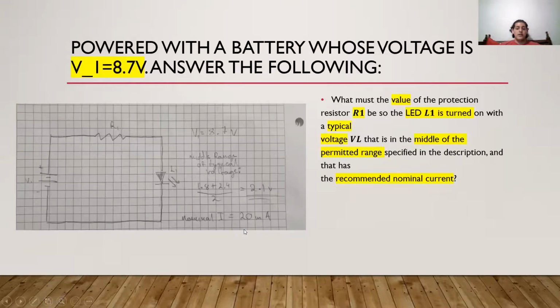The first question asks: if the voltage source is 8.7 volts, what must be the value of the protection resistor R1 so that the LED is turned on with a typical voltage, the middle range voltage that we saw in the specifications, and the nominal current. The middle range of the typical voltage would be the middle point between 1.8 and 2.4, which is 2.1 volts. And the nominal current is 20 milliamps, as we saw in the previous slide.